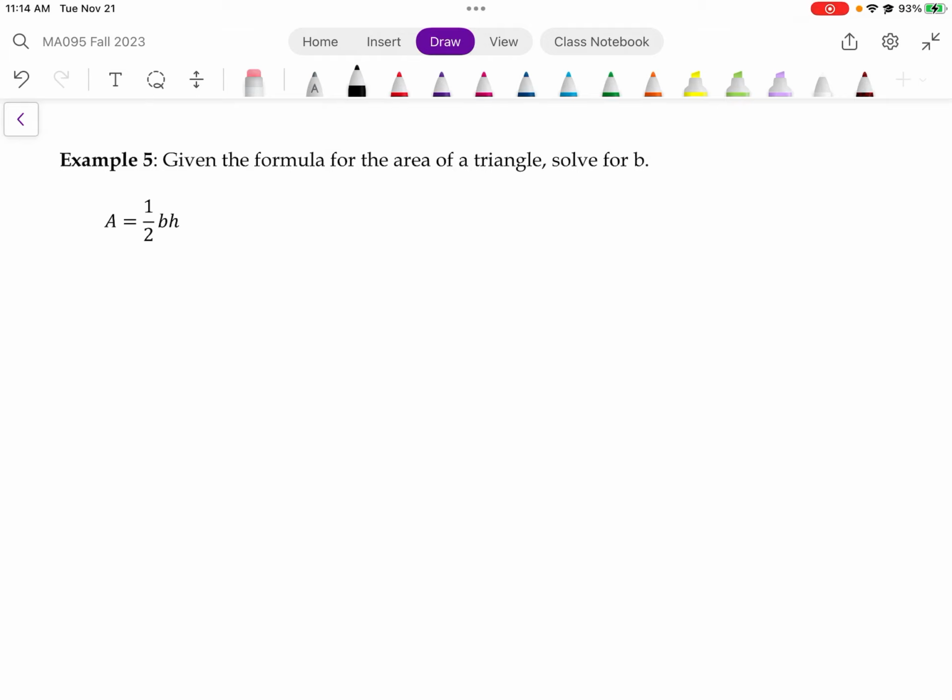All right, so I'm going to write this a little bit bigger. So I've got A equals 1/2 times B times H. Remember when they're next to each other like that, it means they're all multiplied. So I want to get the B alone, so I'm going to multiply both sides by 2 over 1, or just 2. And that means that this is going to go away. Now I've got 2A equals BH.